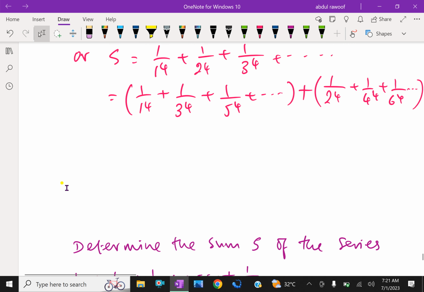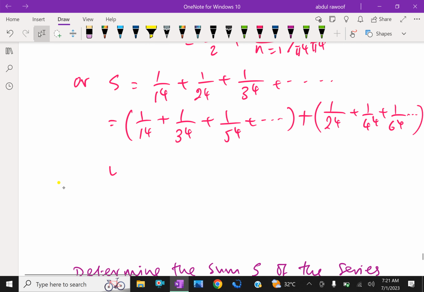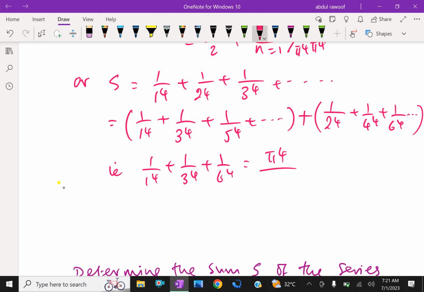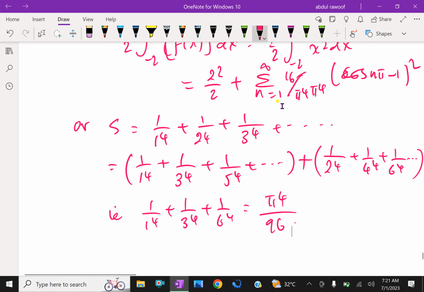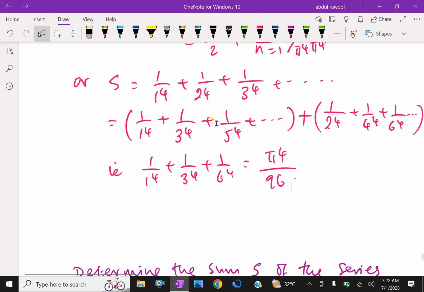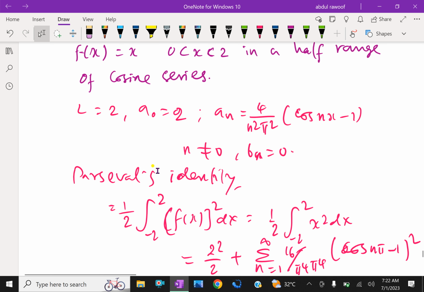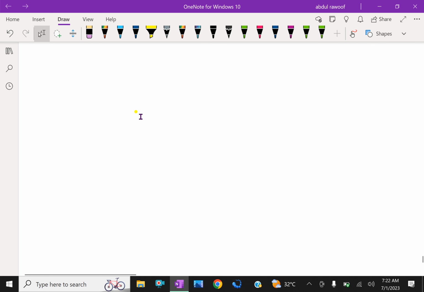From this we can get that 1 by 1 power 4 plus 1 by 3 power 4 plus 1 by 5 power 4 gives pi power 4 over 96 by using these calculations. Now we got the series that we have to find, the cosine series of half-range function of Fourier series. Then next part of the question.